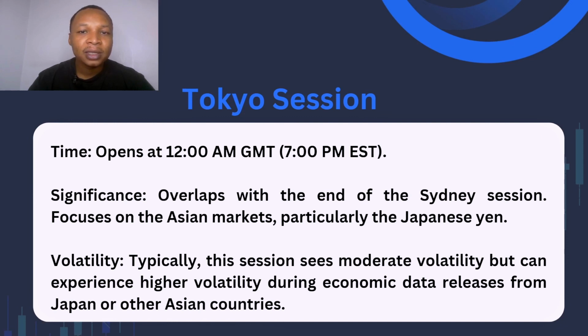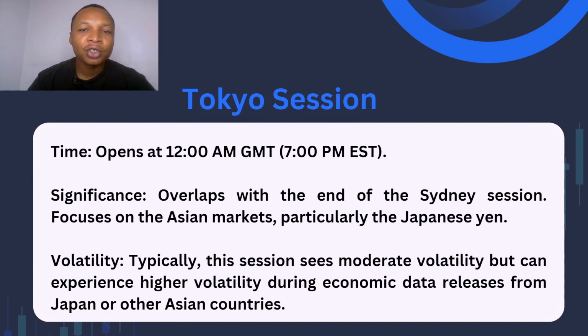These data releases are basically economic news releases, such as the GDP announcements. We have the CPI, which is the Consumer Price Index. We have the PPI, the Producer Price Index. We also have the monetary policies of these countries, and we have employment, payrolls, and the likes of it. I'm going to introduce all that in another video.